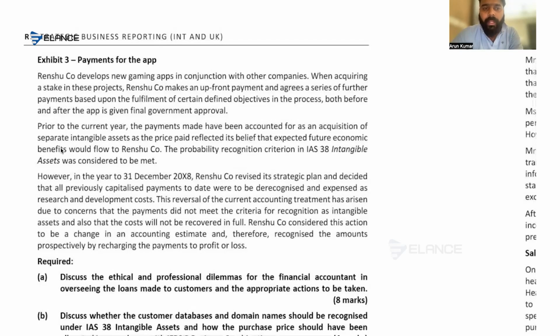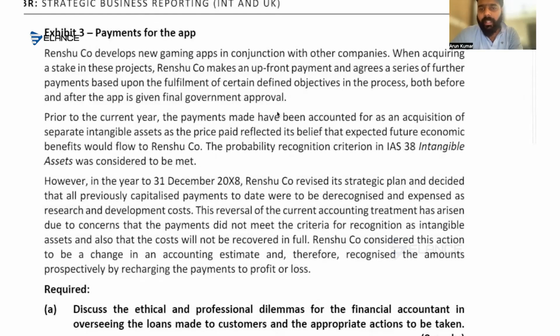approval. Prior to the current year, the payments made have been accounted for as an acquisition of a separate intangible asset, as the price paid reflected its belief that expected future economic benefits would flow to Renshu. So the probable criteria in IAS 38 is considered to be met. Okay, so in that scenario, can we recognize this as an intangible asset?